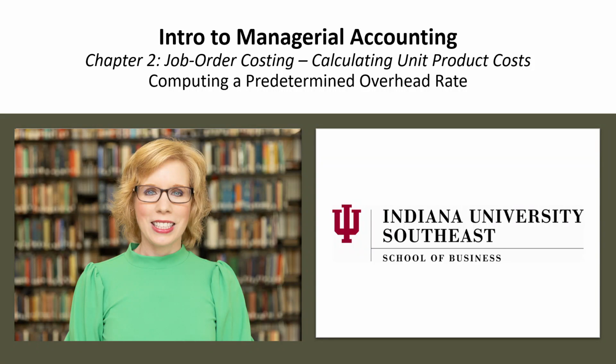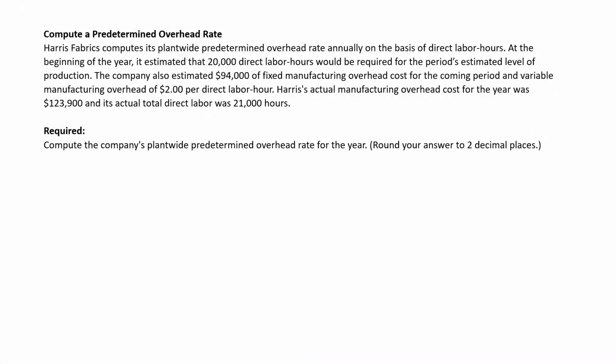In this video, I'm going to walk through calculating a predetermined overhead rate. If you recall from Chapter 1, the three manufacturing costs are direct materials, direct labor, and manufacturing overhead. While the first two, direct labor and direct materials, are direct and therefore easily traced and assigned to products or jobs, manufacturing overhead is indirect. We'd have a hard time tracing it.